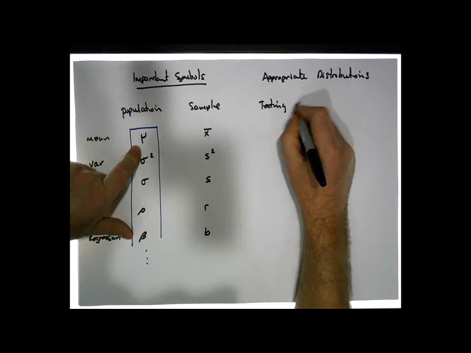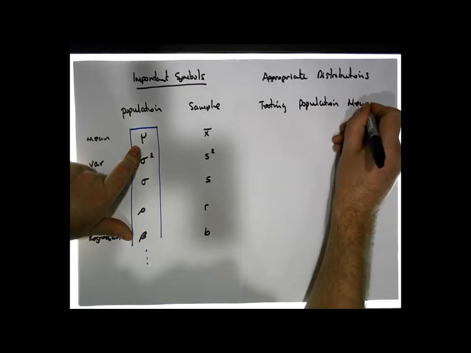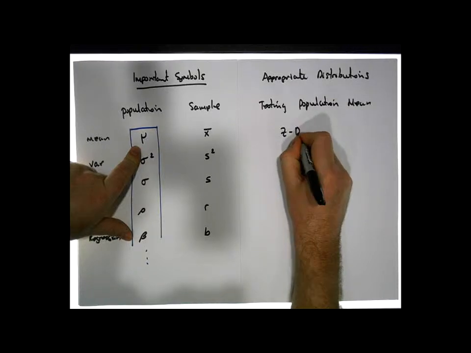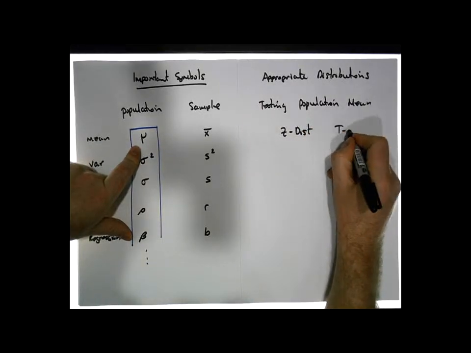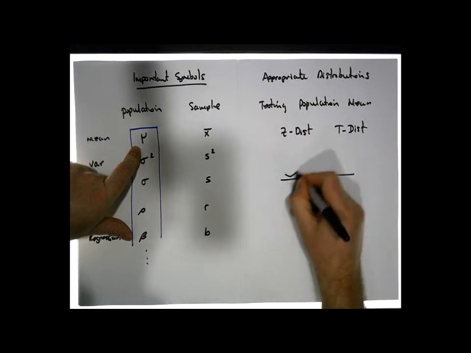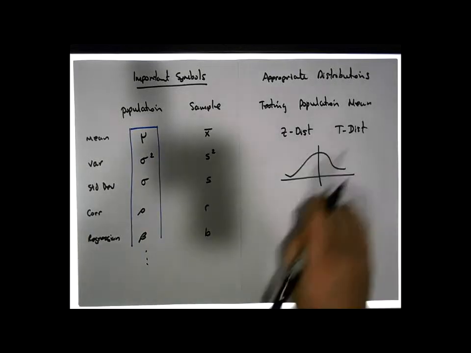If we're testing a mean value, a population mean, the distribution is either the z distribution or the t distribution. In other words, it's normal, in the sense of normality.